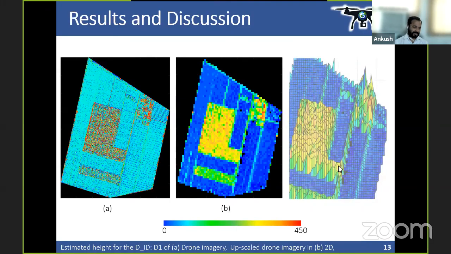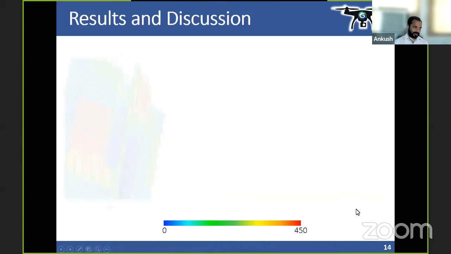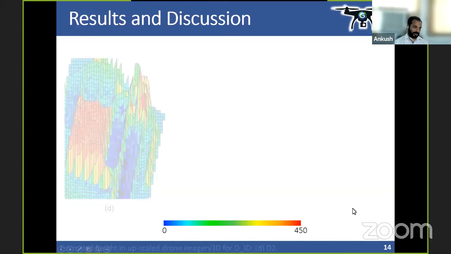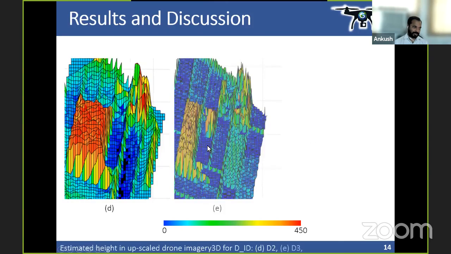As we can see, height is calculated for the DID D1 in image C. The same has been calculated for the D2, D3, and D4 dates of the respective heads. We can see how good the result is. There is no sugarcane here because the sugarcane was harvested at that time.